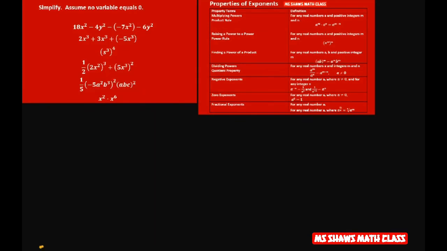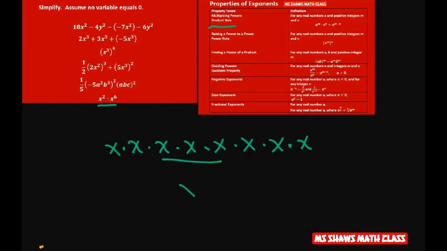And the last one we kind of already talked about. So this is just like saying there's x times x, and then x times x times x times x times x times x. How many is that? 1, 2, 3, 4, 5, 6 of them. So basically, using our product rule, this is going to be x to the 8th. And to make it shorter, all we had to do is write x to the 2 plus 6 power, which is x to the 8th.